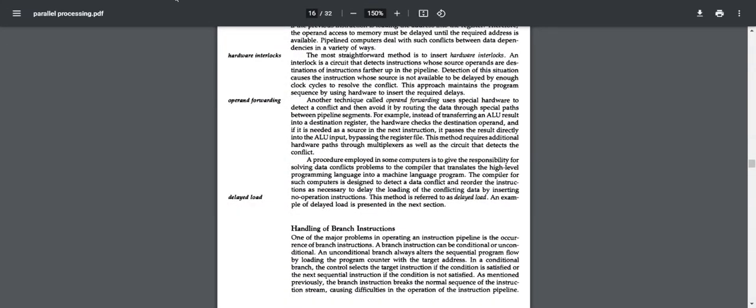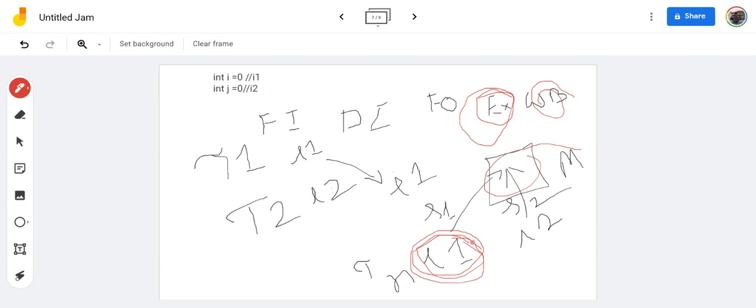And the last one is delayed load. Delayed load is similar to hardware interlocks to some extent. Here, when the CPU sees that I1 is trying to access the memory location M, it will delay the loading, that means the fetch operand segment of I2, for some time until I1 is done with memory location M, because the CPU already knows that I1 is trying to overwrite the memory location M, which is being requested by the instruction I2 as well. That is the idea of delayed load.